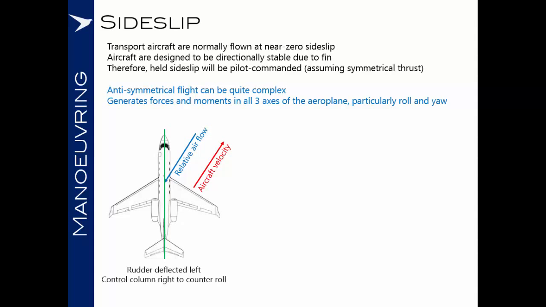So, what do we mean by a side slip? Well, this is the situation where the relative airflow no longer approaches the aircraft from a head-on perspective. Instead, it's canted off to one side, and what we'll find is that the rudder is deflected to one side. In this case, we have the rudder deflected to the left and the control column right to counter the tendency of the aircraft to roll to the left.